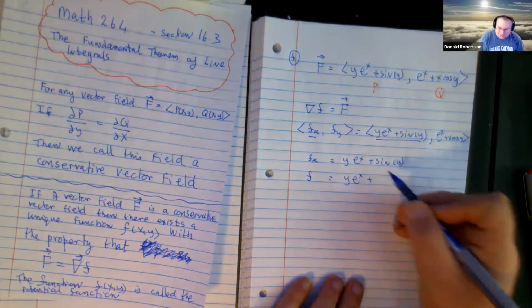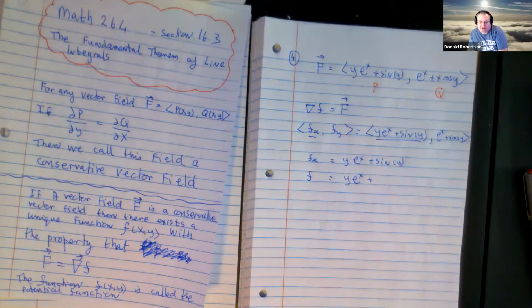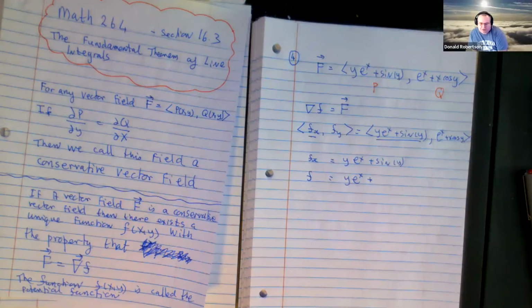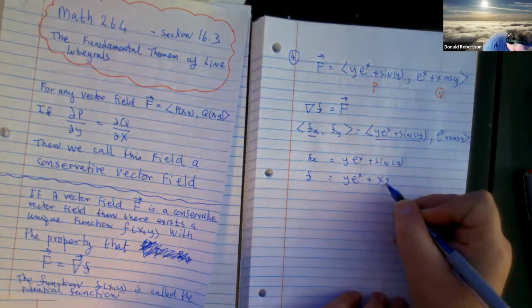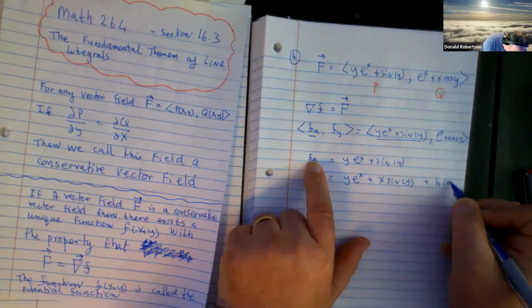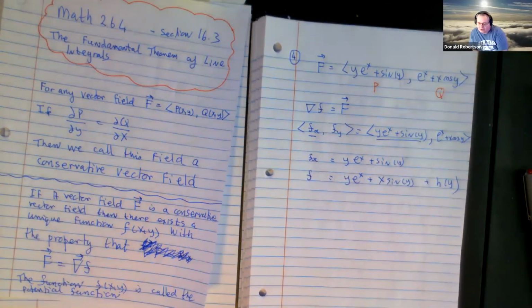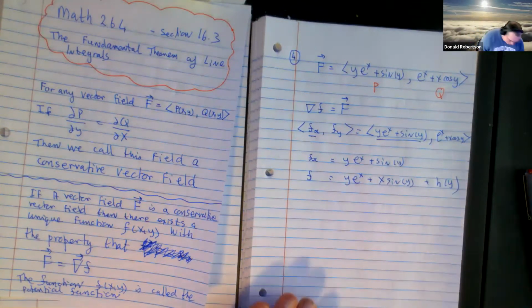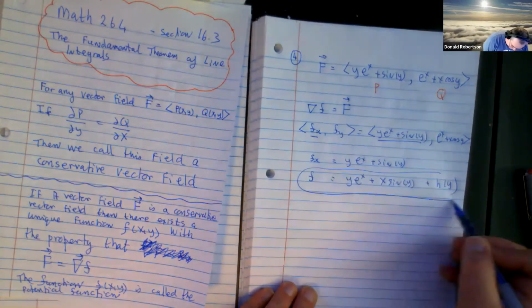And what do you get if you integrate sine y with respect to x? X sine y. Yeah, just like 5 gets you 5x. And since I'm doing it with x, there's some arbitrary constant called h of y. That's just a placeholder in case there's some bits left over that we can't match. Put a big circle around it so it's easy to find.